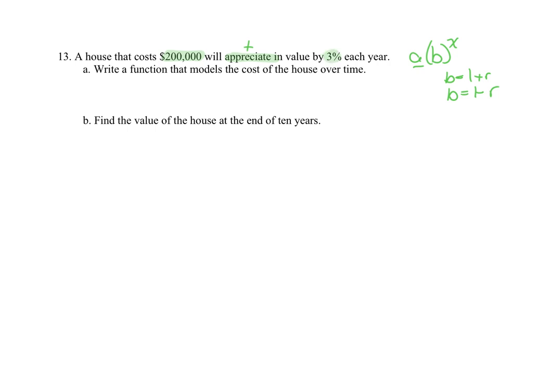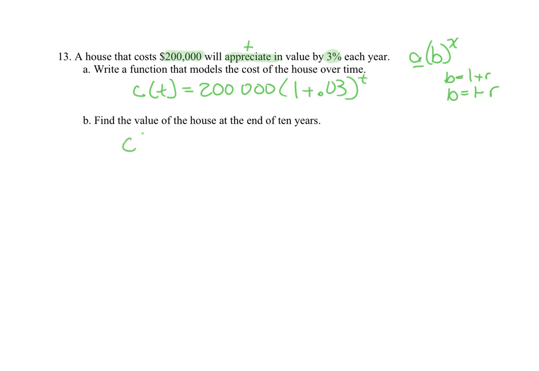So now I have enough information to write a function that models the cost of the house over time. You can write f of x, but cost of the house over time is what we're comparing. My starting value is 200,000, times 1 plus 0.03 to the t. That's the function that models.